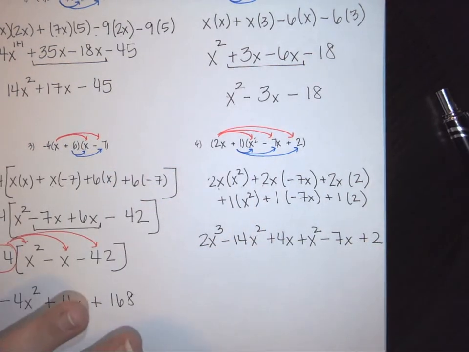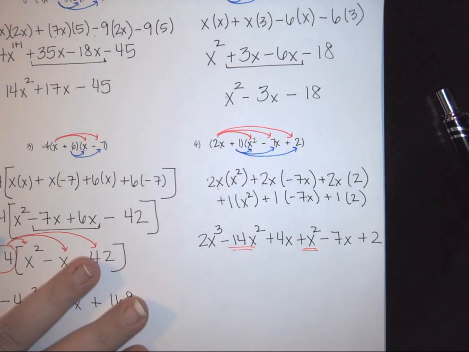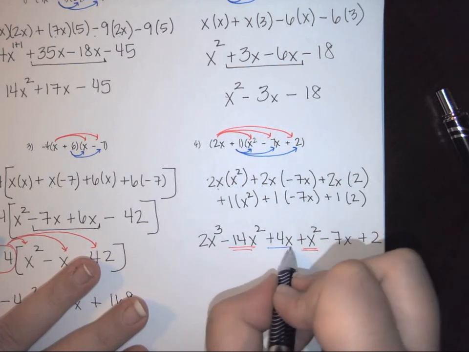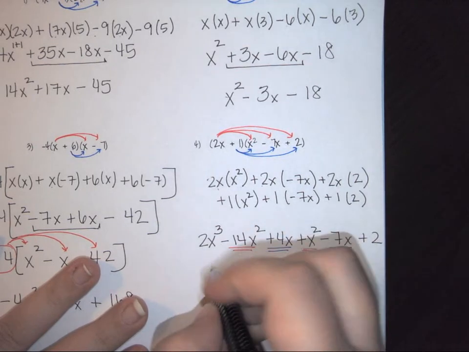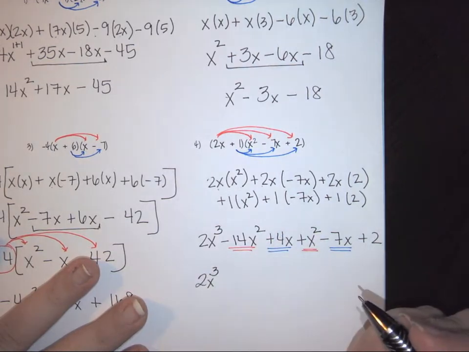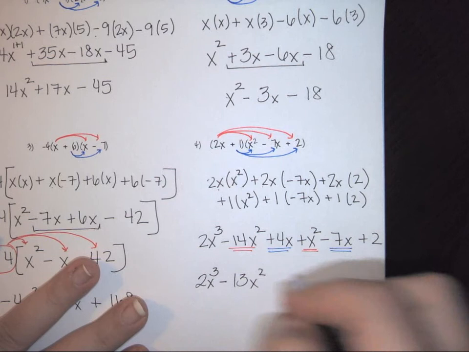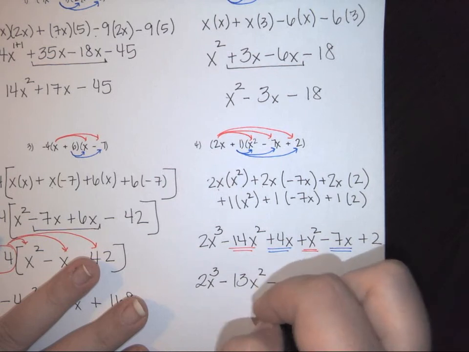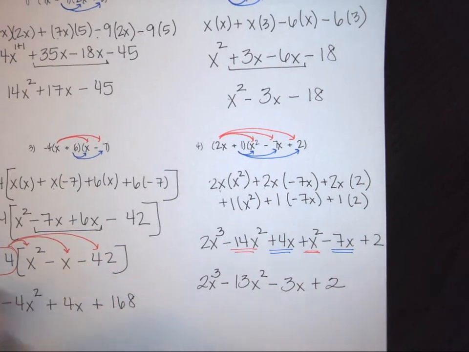I need to combine terms. Here is x squared, here is x, here is an x, and here is an x. So what we end up with is a 2x cubed minus 13x squared minus a 3x plus 2.